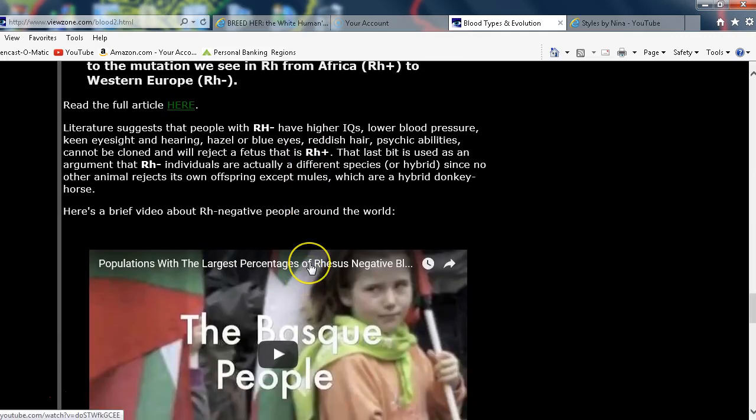Literature suggests that people with Rh negative have higher IQs, lower blood pressure, keen eyesight and hearing, hazel or blue eyes, reddish hair, psychic abilities, cannot be cloned, and will reject a fetus that is Rh positive. That last bit is used as an argument that Rh negative individuals are actually a different species or hybrid, since no other animal rejects its offspring except mules, which are a hybrid of donkey and horse.